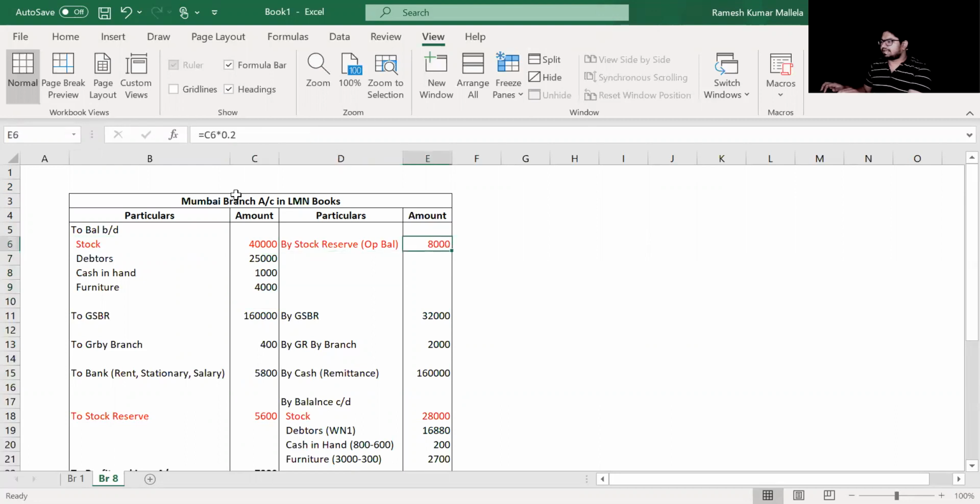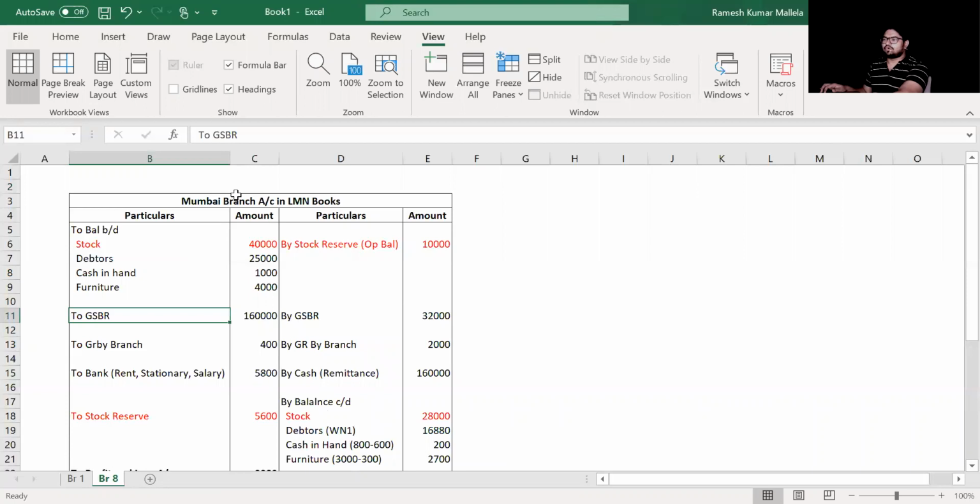And stock reserve: he says he sends the goods at 25% on invoice price. Read the question again, it is 25% on sales. Hence it is going to be 0.25, which is 10,000. So this is to start with the opening balances. Stock is 40,000, which is invoice price. Since there is loading in it, we have reversed it by crediting stock reserve account. So we have taken stock reserve on the credit side. That's all.